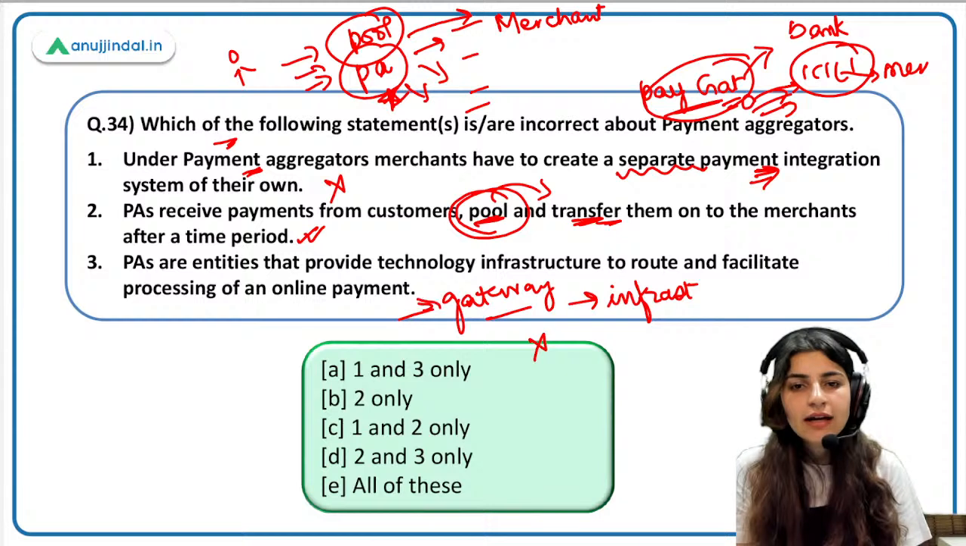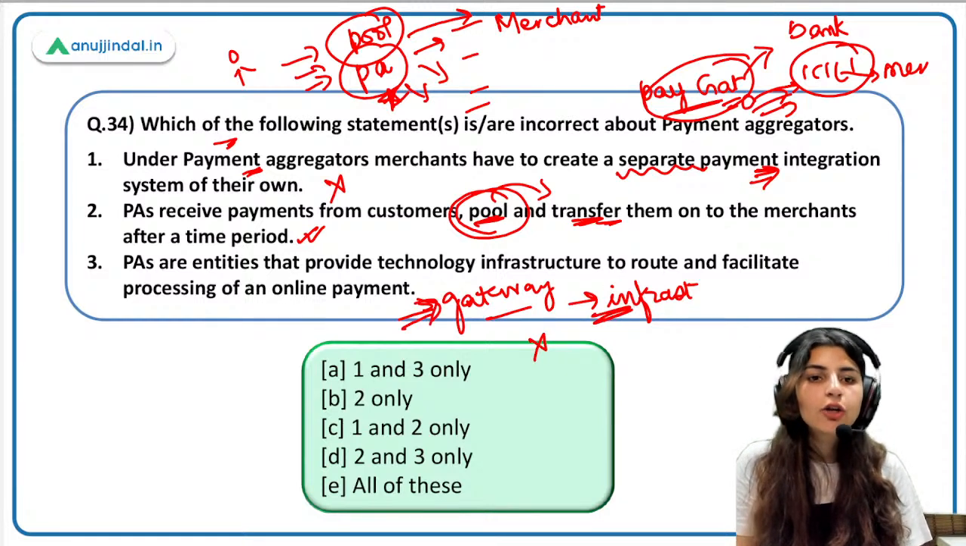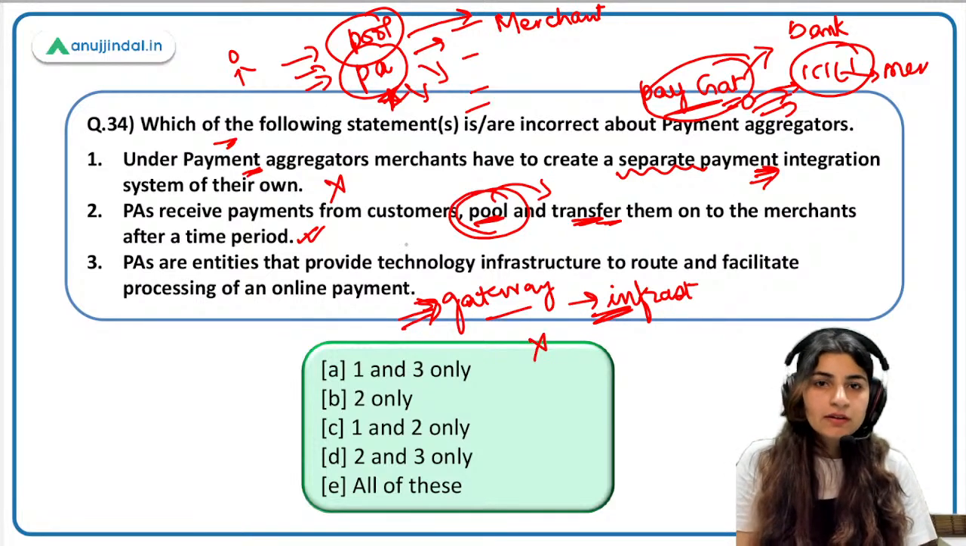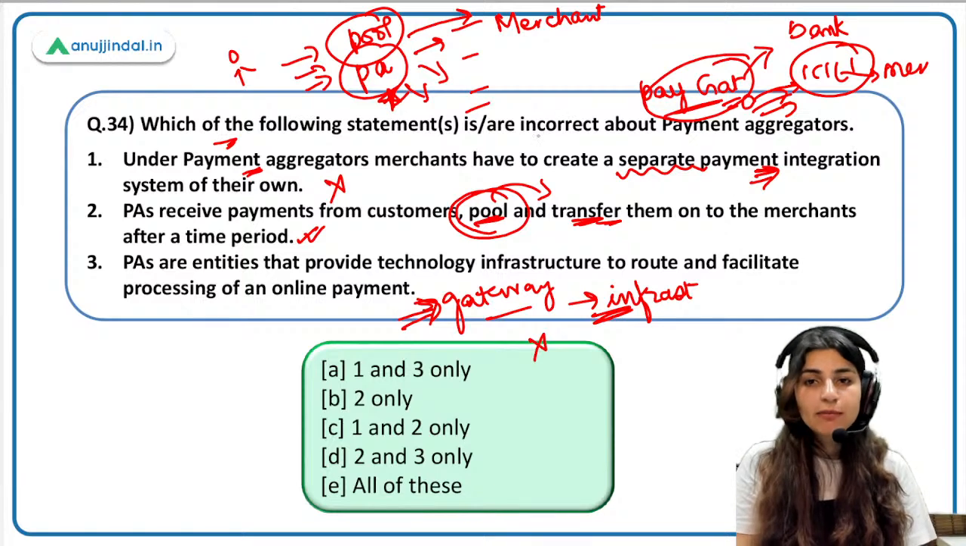What does a payment gateway do? They just provide you an infrastructure. Okay. So the third statement here talks about payment gateway. Yes, so here you had to identify the incorrect statement. The correct answer is A.